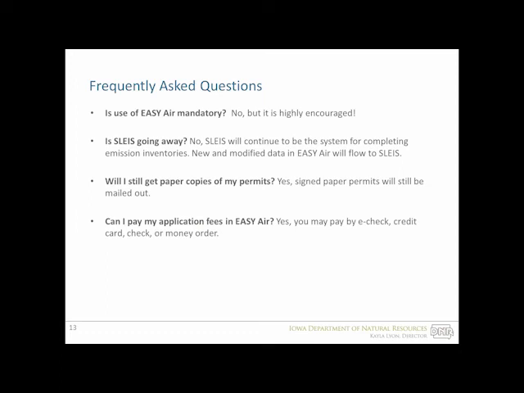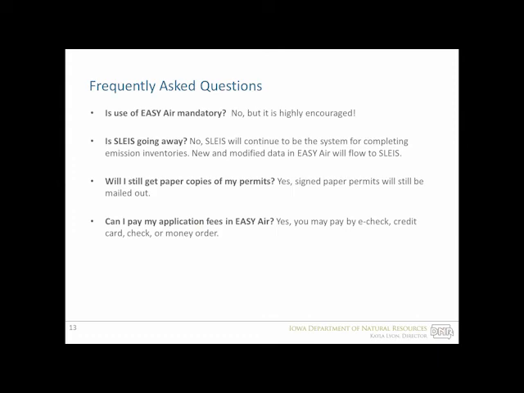You still will get signed paper permits when they're issued. We will mail those to you just like we did before. And you can pay your application fees in EASYair. So yes, you can pay by e-check, credit card, check, or money order. If you submit, for instance, a Title V application on paper, when you receive your invoice, you can still go into the system and pay your invoice electronically.